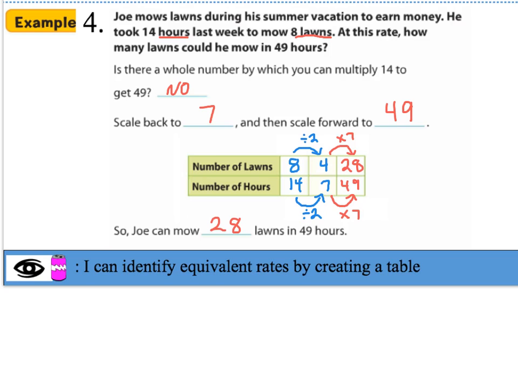So one thing I want you to take note of are the equivalent ratios this table has given us. This table is giving us 8 lawns per every 14 hours. That's one rate. Another rate would be 4 lawns per every 7 hours. And another rate would be 28 lawns per every 49 hours. So those are all equivalent ratios.